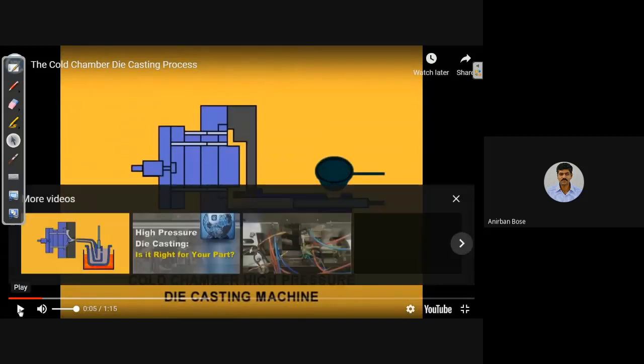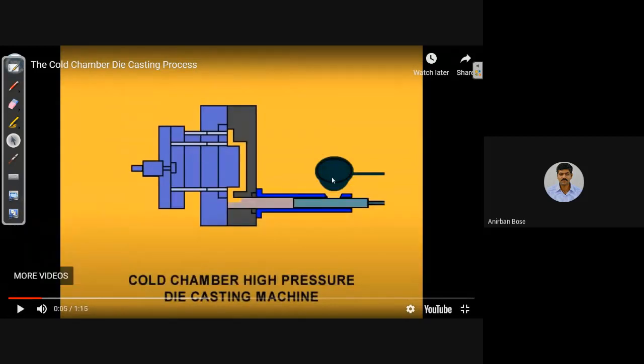So here you can see that with the help of a ladle, liquid metal is poured into this chamber, and then this ram moves, and that is giving the pressure. And here you can see this yellow colored part, this is basically the cavity created by these dies. Okay, this one is the fixed die, as you can see, and this one is the movable die that can be moved. Okay, so what will happen now? The liquid metal will be forced into this cavity, and observe the process.